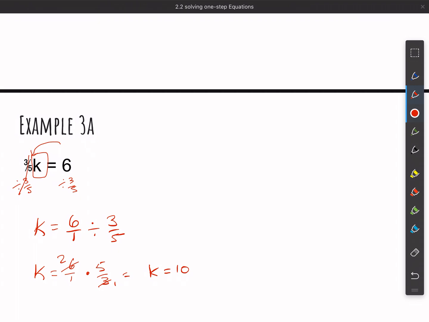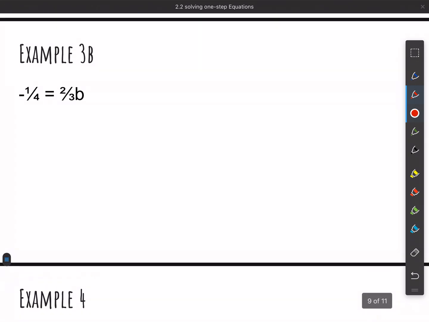All right, and then you might want to check that and see if it's legitimate. Is 3/5 times 10 over 1 equal to 6? Well, let's look. 3 times 10 is 30. 5 times 1 is 5. Is 30 divided by 5 equal to 6? Yes. Okay, so there you go. You can check yourself very easily.